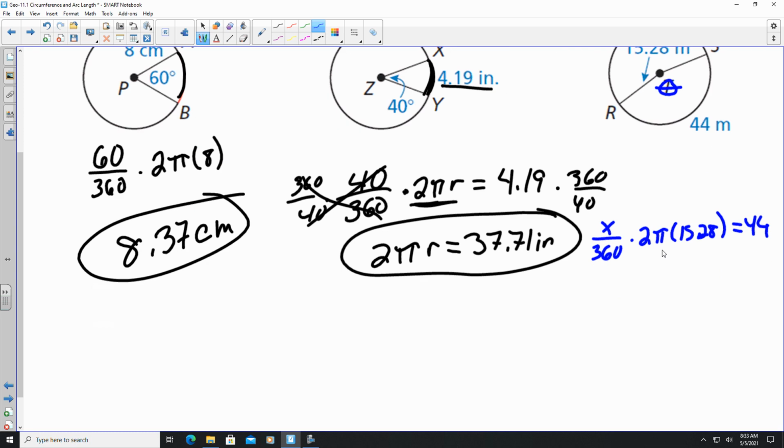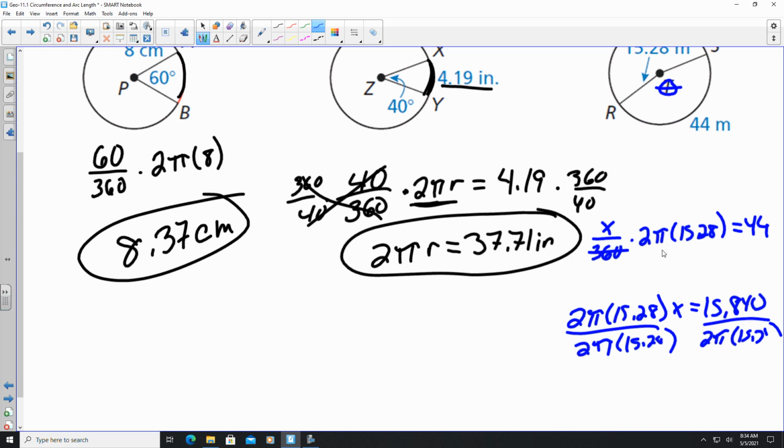In this particular instance, I'm going to multiply everything by 360 to get rid of this. So this is going to be 2 pi times 15.28 times x is equal to 44 times 360, which gives us 15,840. Then this is divided by 2 pi times 15.28. When I do that, I get a value for x of about 165.07 degrees.